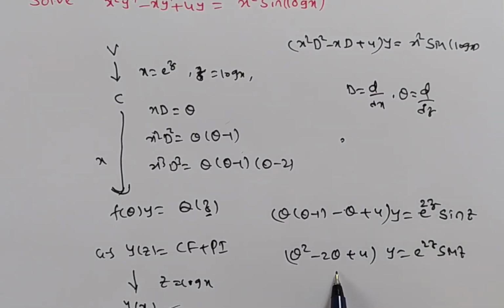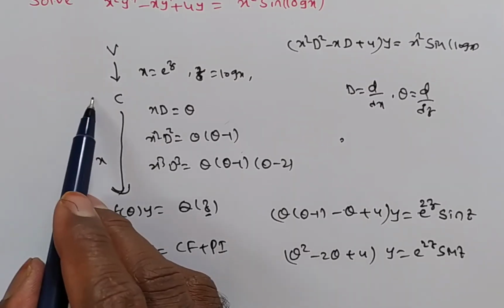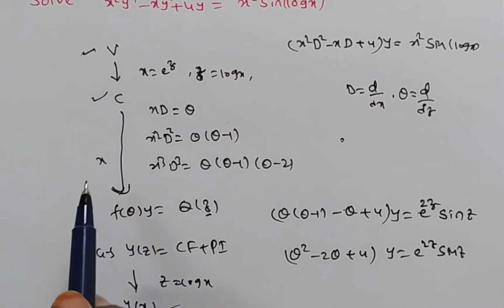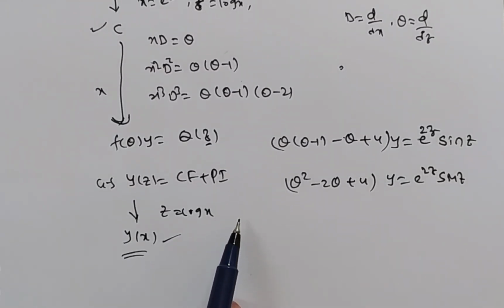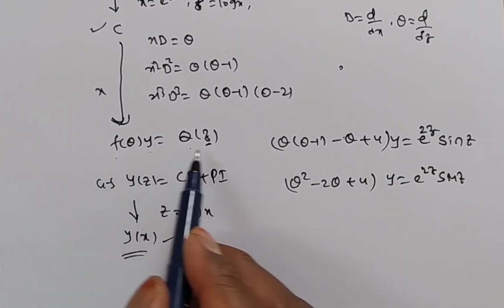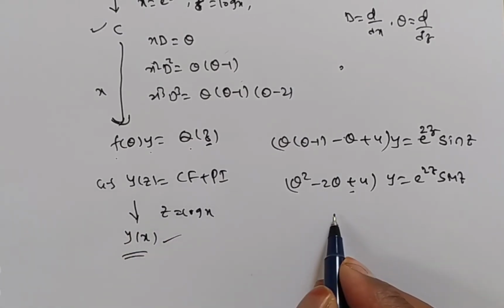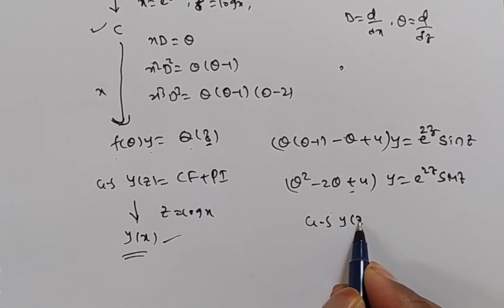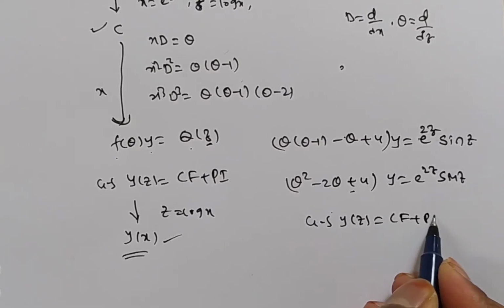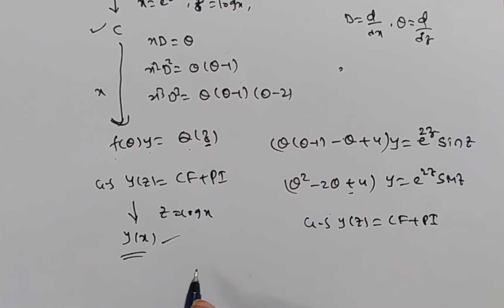Now you observe, are there any variables with the theta square? No. So it is converted into a constant coefficient equation from the variable coefficient equation. To solve this, verify that it is in the form of f of theta into y is equal to q of z or not. Yes. So the general solution is y of z is equal to complementary function plus particular integral. Now we are finding the complementary function.